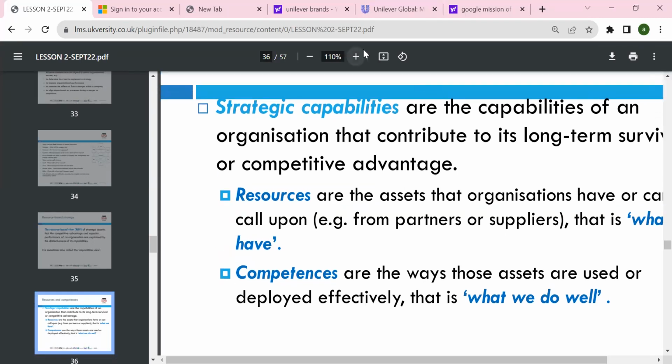Have we ever heard about capabilities and competencies? Is there any difference between them, or what do you think? I don't know. Okay, no worries.